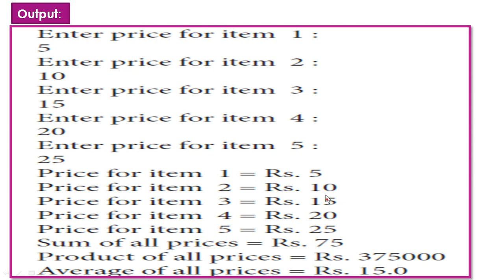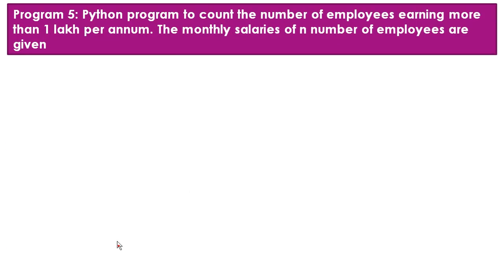This is another example for list. Program number 5: this Python program counts the number of employees earning more than 1 lakh per annum. This Python program finds out the number of employees who are getting more than 1 lakh per annum. The monthly salaries of n employees are given. So the monthly salary is received by using the keyboard.